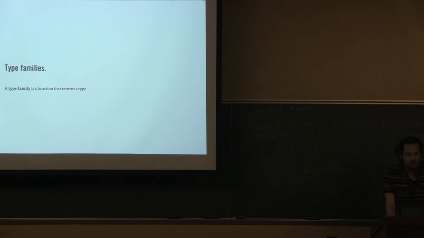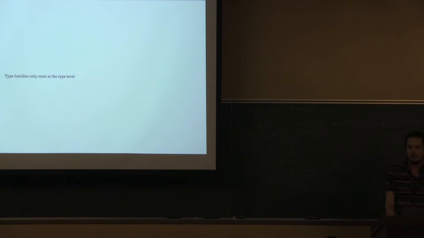Type families only exist at the type level, right? And so this is essentially it. We can write our type families over our data kinds, because these things are just functions at the type level. My data kinds exist at the type level, so I can write a function over them to return a different type. And that's really the trick, right?